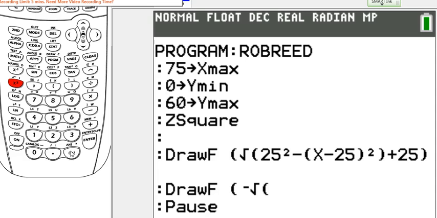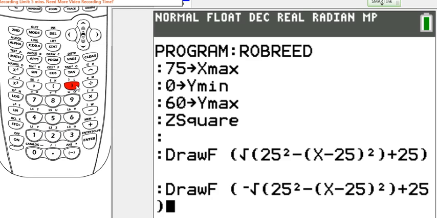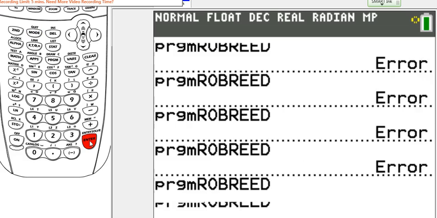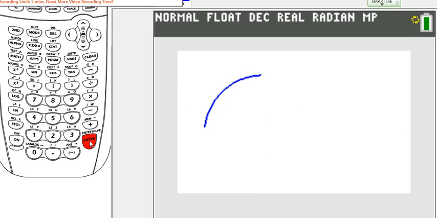A negative sign in front of the square root. Not a minus, a negative sign. Sorry about that. Negative square root. And now type the whole thing. 25 squared minus parentheses x minus 25 parentheses squared parentheses plus 25 parentheses. Now it's the exact same thing except it has a negative in front of the square root instead of a positive in front of the square root.